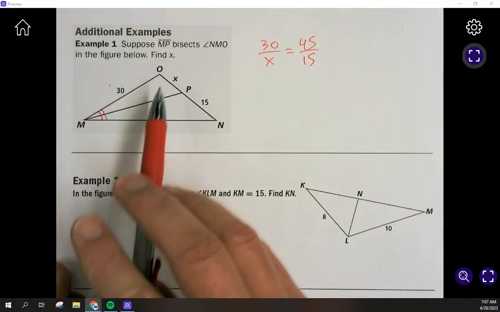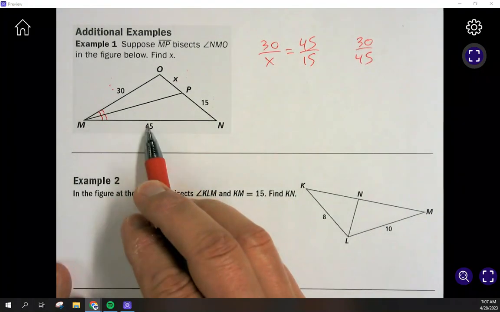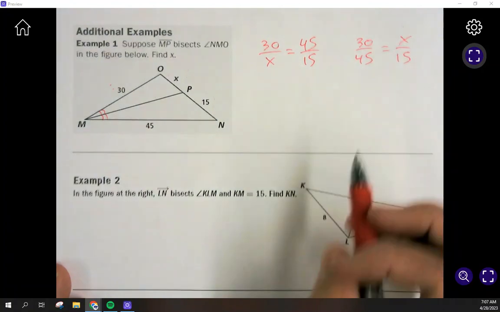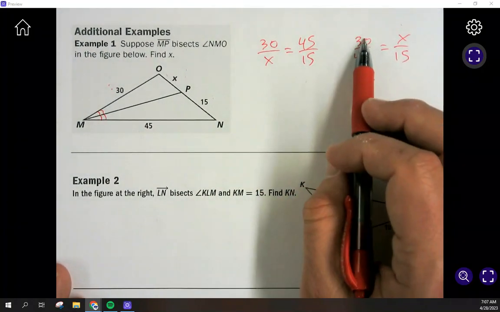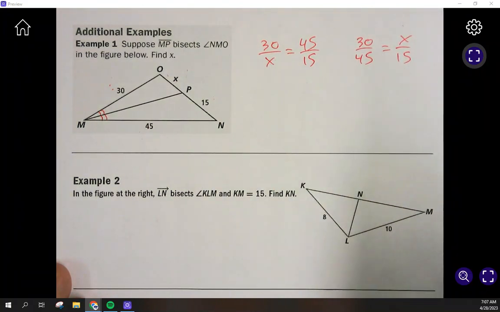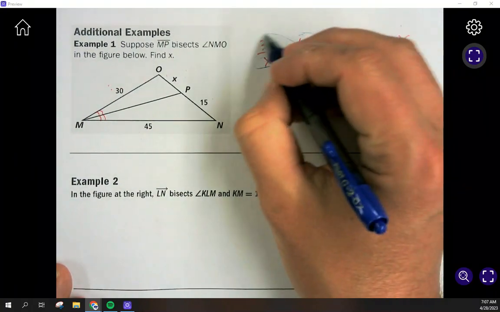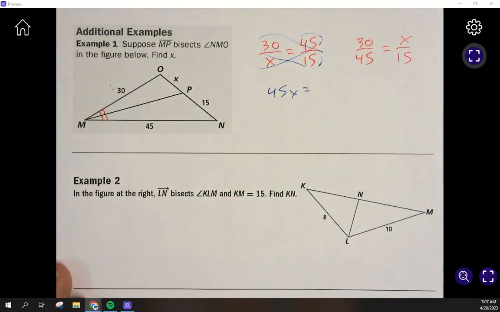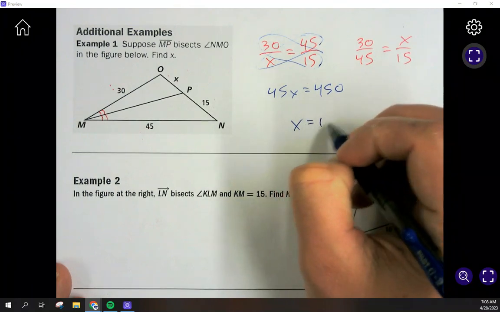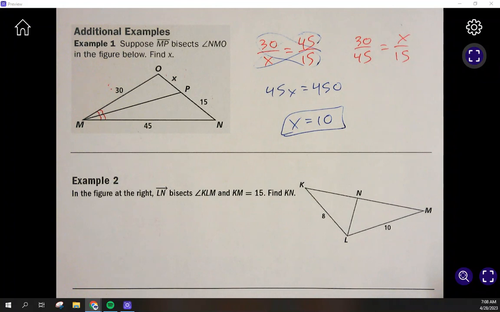Or you could have stacked it kind of the way you see it, 30 over 45. So 30 compares to 45 the same way x compares to 15. And notice again, 30 times 15, 45 times x. So both of these proportions are equivalent, it's the same thing. So when I cross multiply, I get 45x equals 30 times 15, which is 450. Divide by 45 on both sides, and x equals 10. All right, so pretty straightforward there.